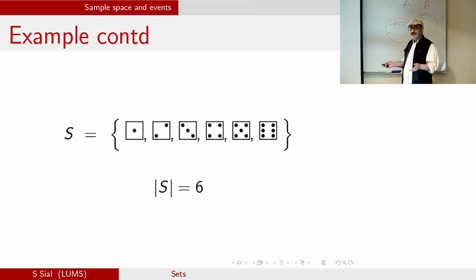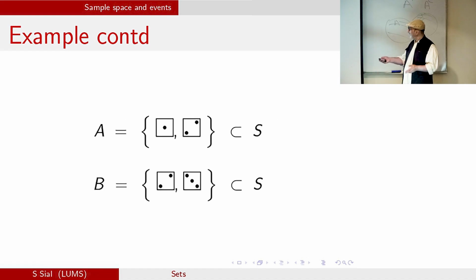Okay, so for the rolling the die example, this was the sample space. And here are some subsets of the sample space. Subsets of the sample space are events. So I have an event A, and I have an event B. The event A is rolling a 1 or a 2. The event B is rolling a 2 or a 3.